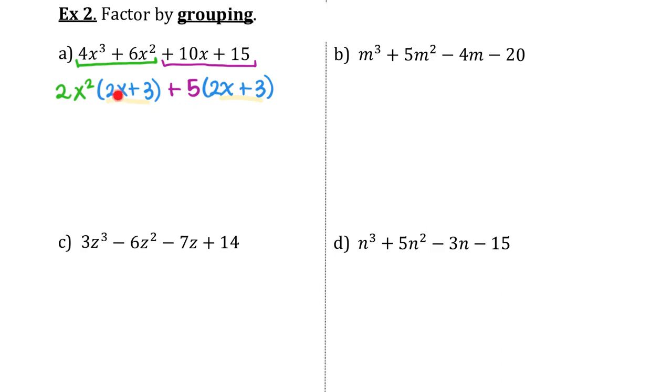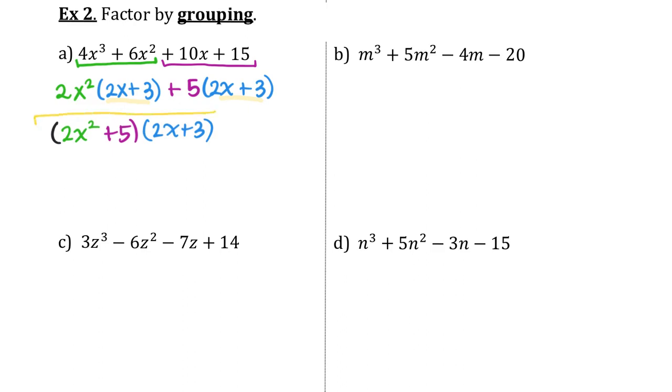Okay, since this is a common factor, the 2x plus 3 and the 2x plus 3, I can factor out the common factor of 2x plus 3, or I can pretend like I'm distributing something times 2x plus 3. So I'm multiplying 2x squared by 2x plus 3, and I'm multiplying 5 by 2x plus 3. So that's the same as saying I am multiplying 2x squared plus 5 times 2x plus 3.